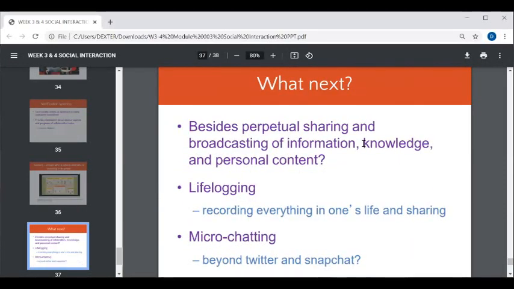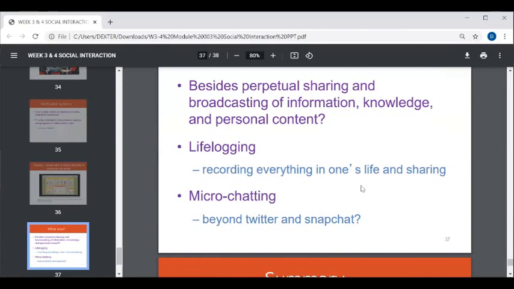So what's next? So besides perpetual sharing and broadcasting of information, knowledge, and personal content, okay, so we have live blogging, records, what's ano to, life log. Life log is a personal record of one's daily life in varying amounts of detail for a variety of purposes. So the record contains a comprehensive data set of human activities. The data can be used to increase knowledge about how people live their life. So para siyang ano, online diary.